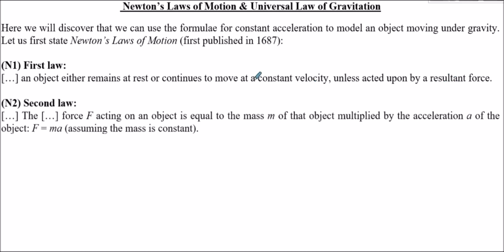The second law, so the force F acting on an object is equal to the mass m of the object multiplied by the acceleration a of the object in question. This is almost always given as just F equals ma, and this assumes here that the mass is constant. So for the mass of an object being constant, F equals ma.